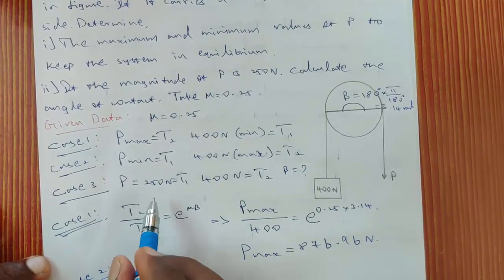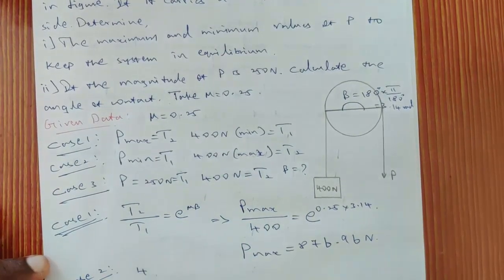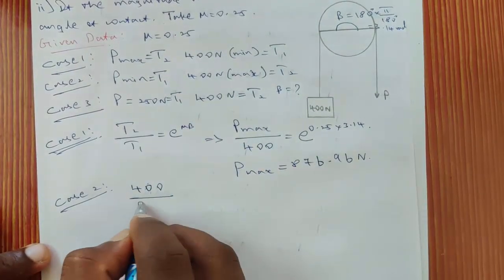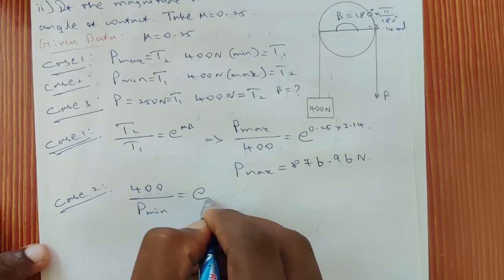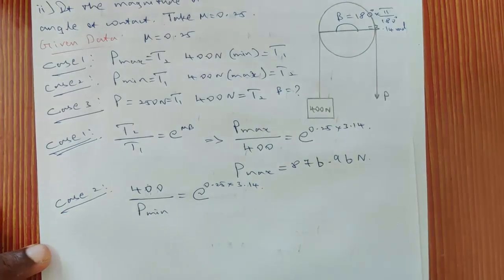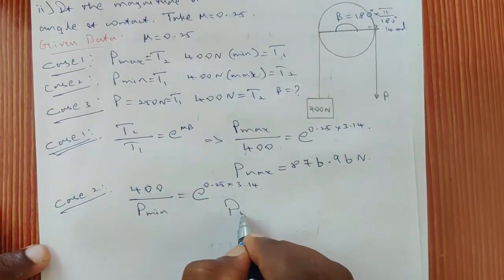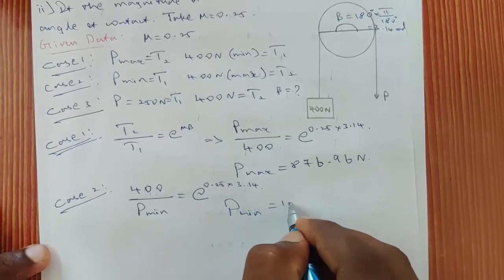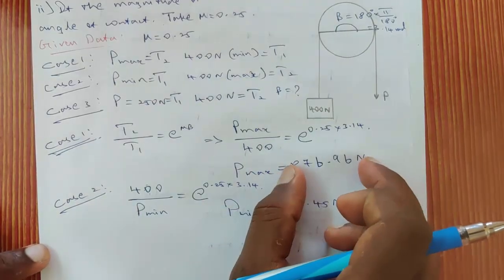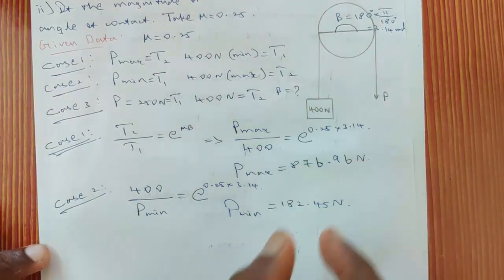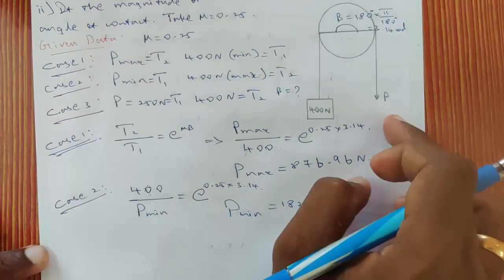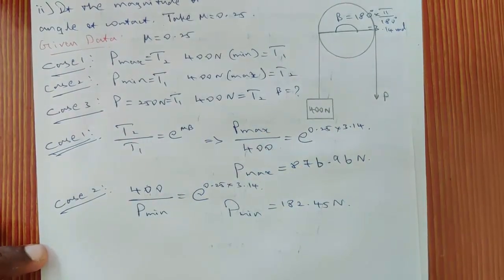Okay, then case 2. Here T2 is 400 Newton, so it is 400 divided by T1, which is the P minimum value, equal to e power the same mu and beta, 0.25 into 3.14. If you solve this equation, we will get P minimum equal to 182.45 Newton. If the P value is 876.96, then this 400 Newton is about to move in the upward direction. If the P value is 182.45, then this 400 Newton is about to move in the downward direction.